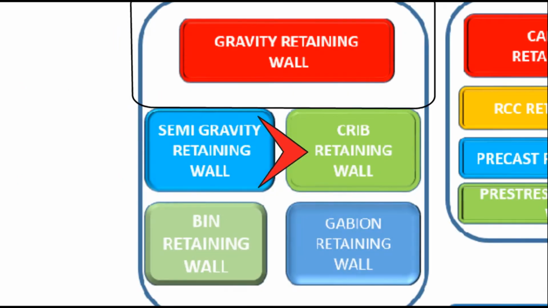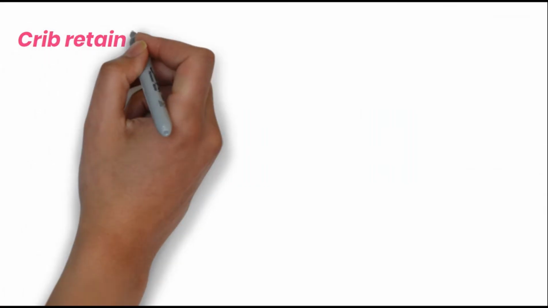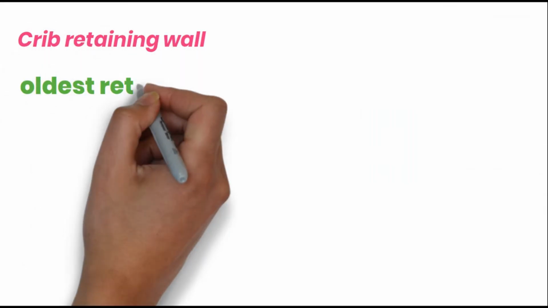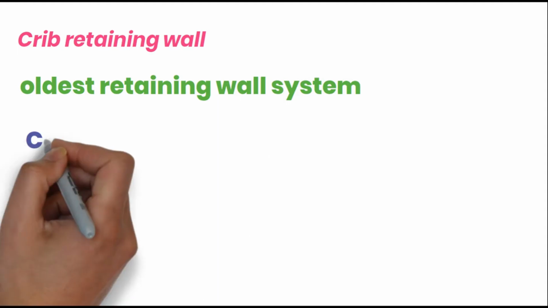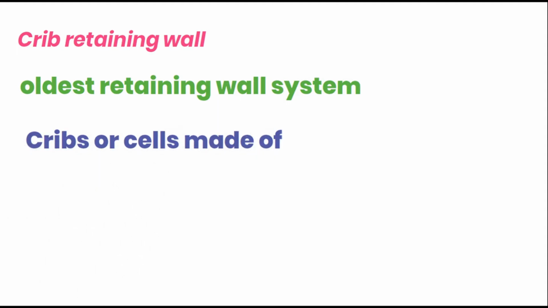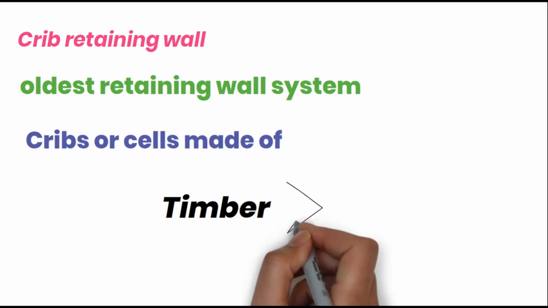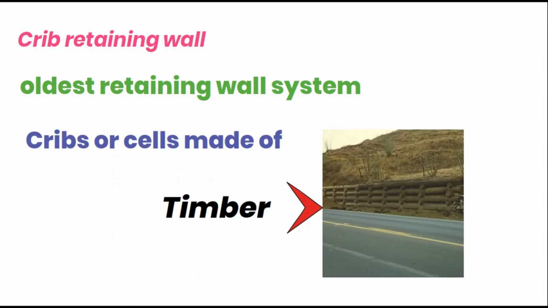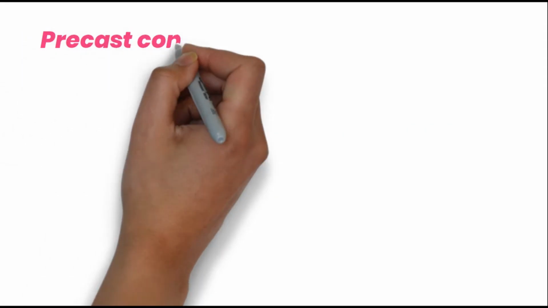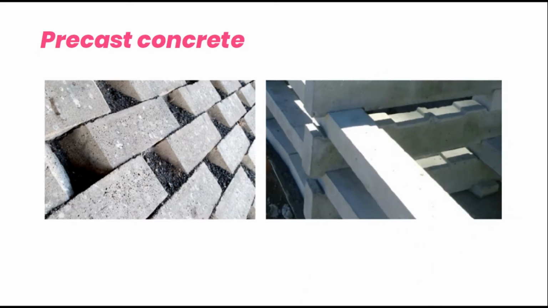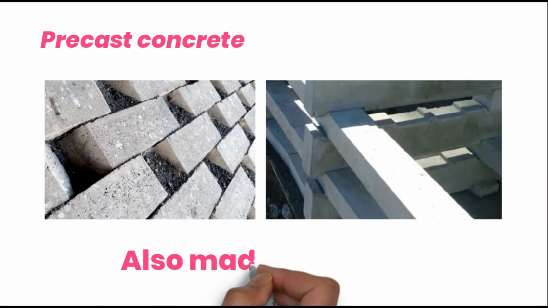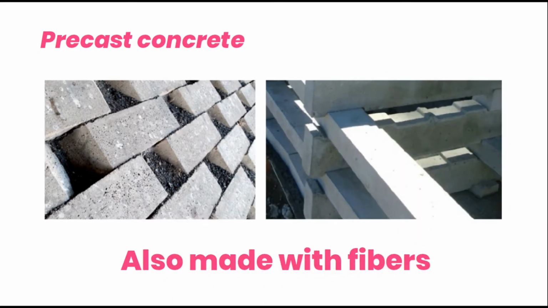Crib retaining wall system. It is also a gravity retaining wall system, and it is the oldest retaining wall system. It consists of cribs or cells made of timber, just as shown in this figure, and sometimes they are made of precast concrete. It is just like this. Instead of timber, precast will be used. They are also made with fibers.